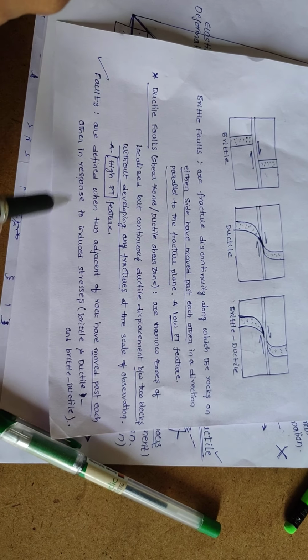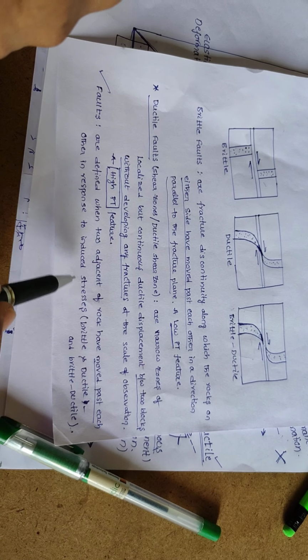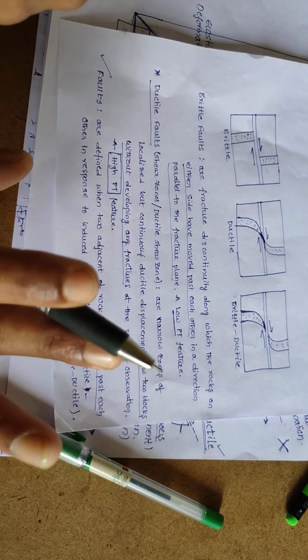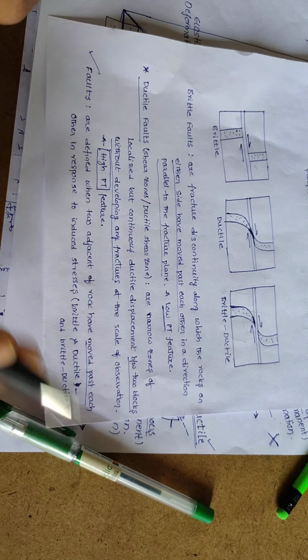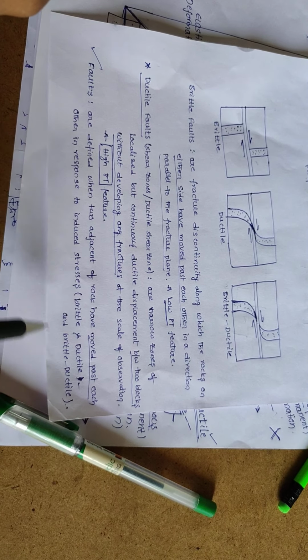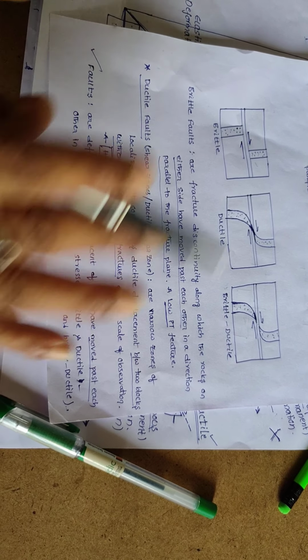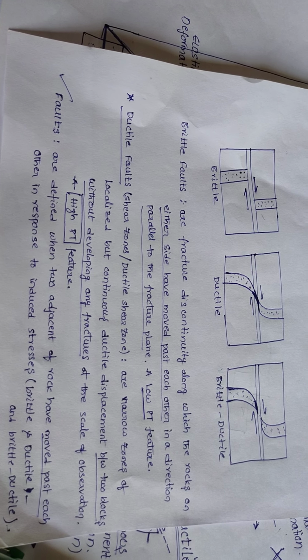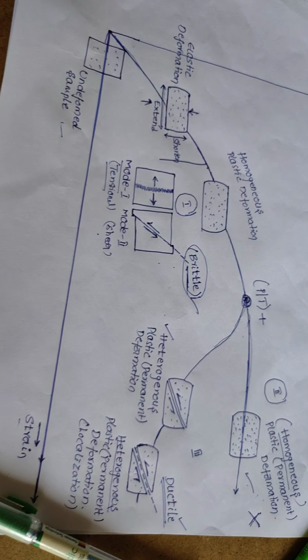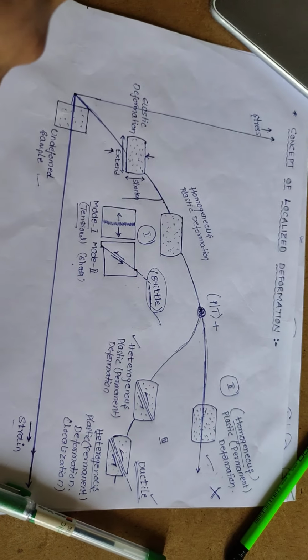Now we have discussed that faults are defined when two adjacent blocks of rock have moved past each other in response to induced stresses. The stresses mean either compressional, tensional or shear. It will be brittle or ductile, and brittle-ductile is the nature of behavior of rocks in the interior of the geological structures. So it is the normal concept of localized deformation, how the faulting will be happening.